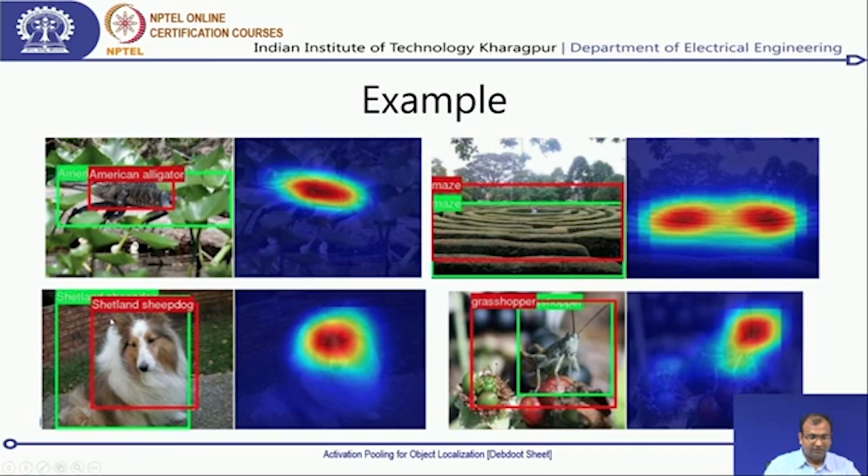Now, if you find out where is a Shetland sheepdog over there, then this is where it comes out, and that is more of based on these activation maps. So, you can actually have some sort of an object localization mechanism which you can create with these kind of activation maps as well.